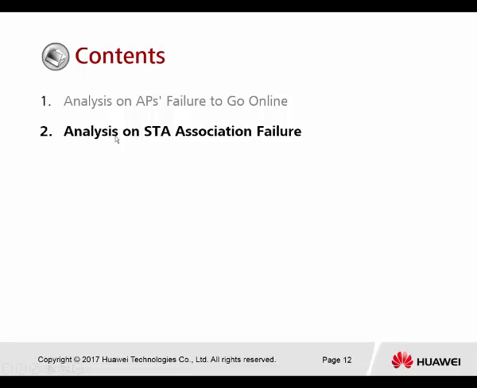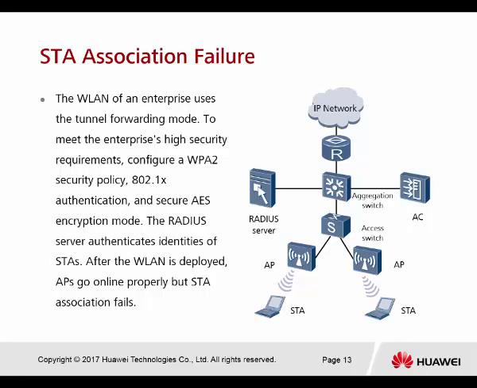Then the next one is analysis on STA association failure. The WLAN of an enterprise use the tunnel forwarding mode. Okay, on the enterprise, they prefer using a tunnel forwarding mode and they're not going to use direct forwarding. To meet the enterprise high security requirement, configure WPA security policy, 802.1x authentication, and secure AES encryption mode. The RADIUS server authenticates the identity of STA. So they might have one authentication server. Okay, this is a RADIUS server.